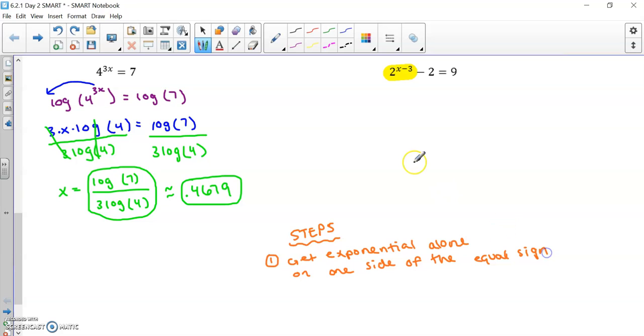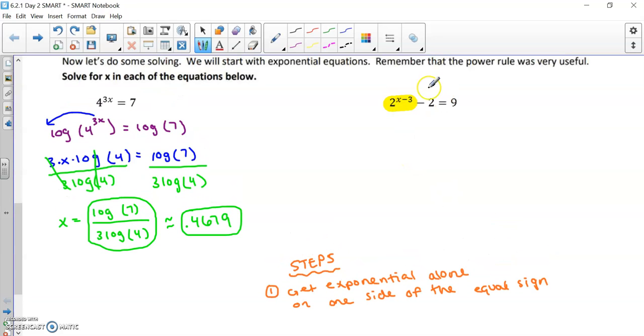All right. So what I mean by that is we need to move this -2 to the other side so that this highlighted piece can be by itself. Now, you probably will be able to tell that we should add 2 to both sides in order to do this. That'll cancel the 2 on the left, and it would leave us with the 2 to the x minus 3 on the left alone, just like we wanted.